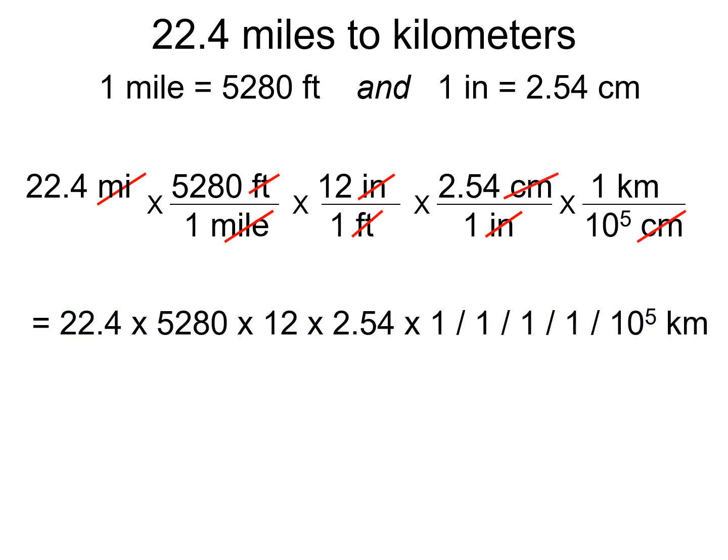Then we take everything in the numerator, multiply it, divide by everything in the denominator, and that gives us a total of 36.0 kilometers. So remember, we divide by the unit we want to get rid of, then we multiply by the unit we want to convert to. If we have a unit in the denominator we want to get rid of, we're going to multiply by that unit and divide by the new unit that we convert to. Make sure the numerator and denominator are equal to each other.